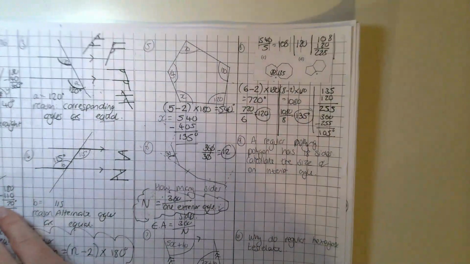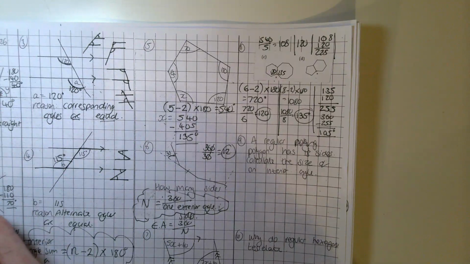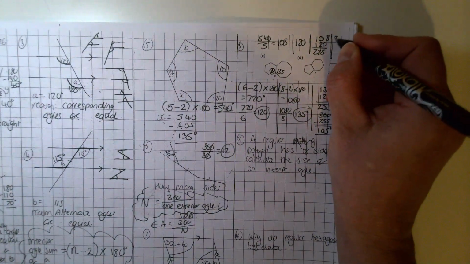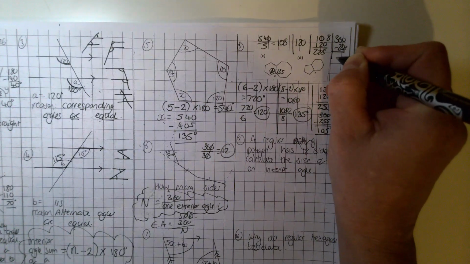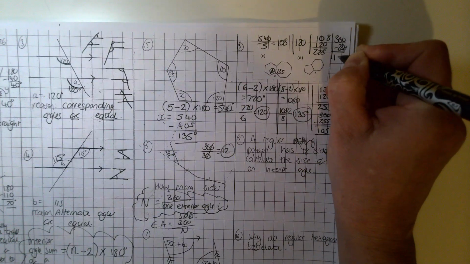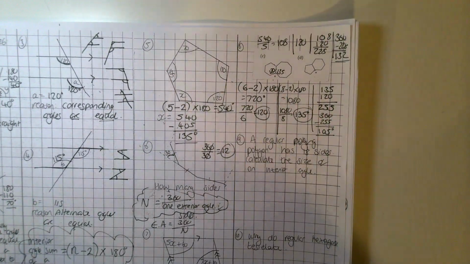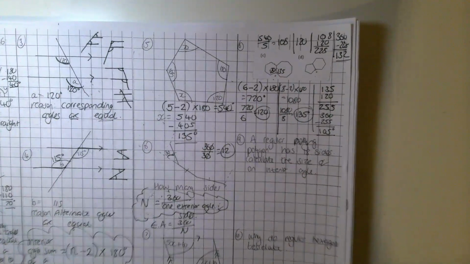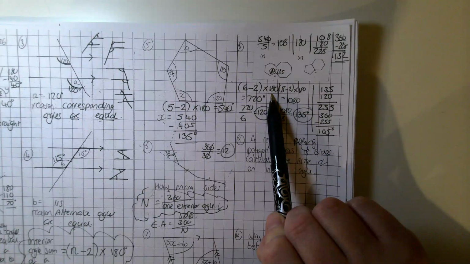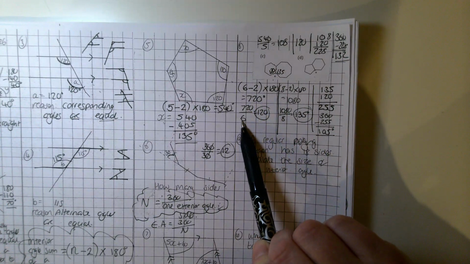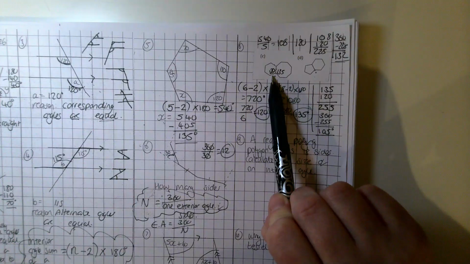And then we're just going to take that away from 360 because they make a full turn. I'm just squeezing it on here. And that gets us 132 degrees. So just to recap, the number of sides, take away 2, times 180, and then divide that by how many sides there are. That gets you one interior angle.